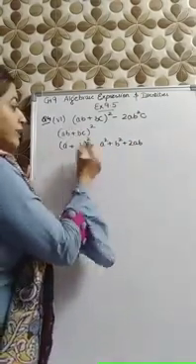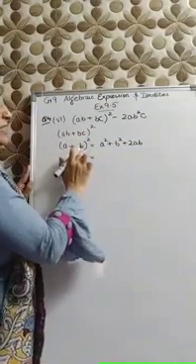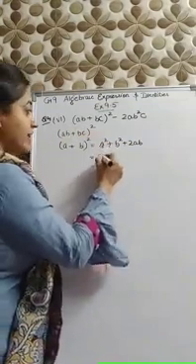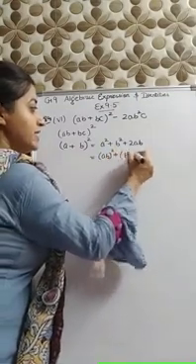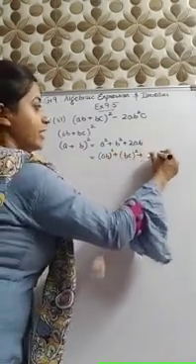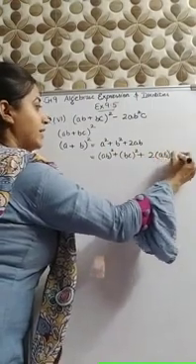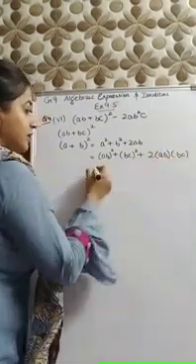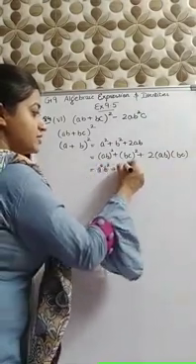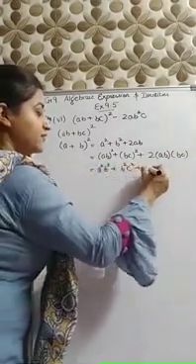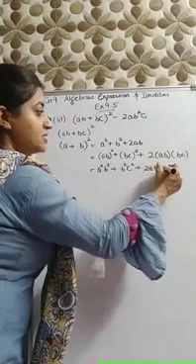Now put the value of A as AB, B as BC. Value of A is AB, value of B is BC. In this also, A as AB and B as BC. Now open the square. This will give you A square B square, this is B square C square, and this will give you 2AB square C.